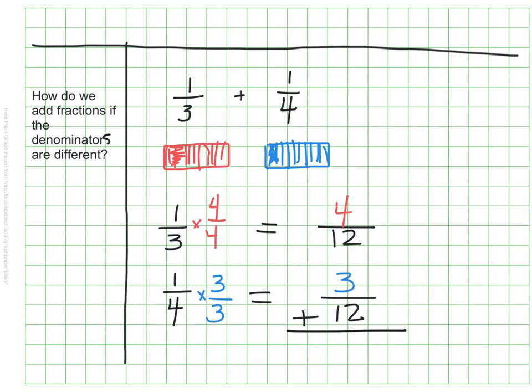I will add the numerators, and I will keep the denominator 12. 4 plus 3 is 7. My denominator was 12, so my answer is 7/12. This can't be simplified because 7 and 12 don't share any common factors other than 1, right? So that is my final answer.